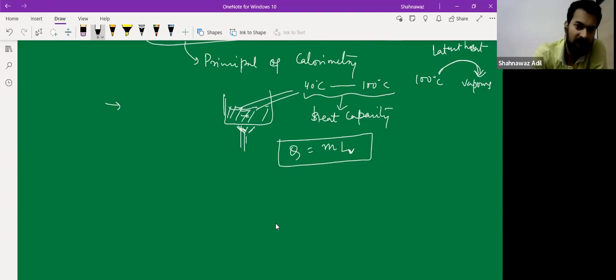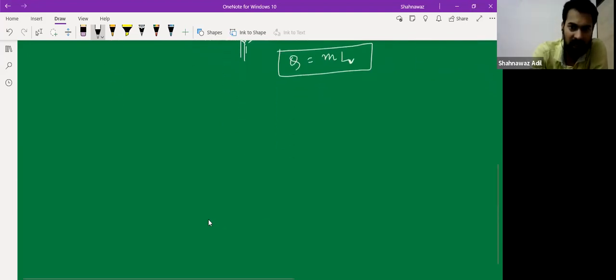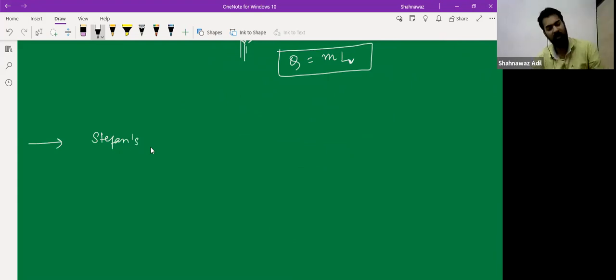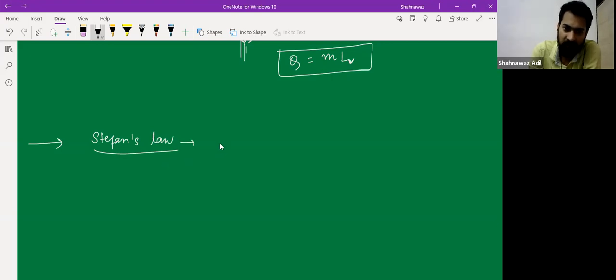Okay. And the next thing that I want to tell is Stefan's law, right? These are direct and scoring questions, so they can get you marks in your entrance exams. So Stefan's law, what does it say? That for a black body, the energy will be directly proportional to the temperature, right? You must have learned this in your chemistry class. So this is the black body radiation.